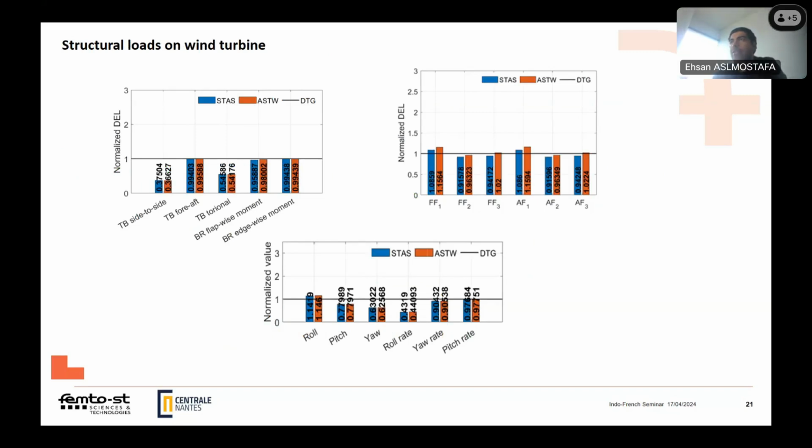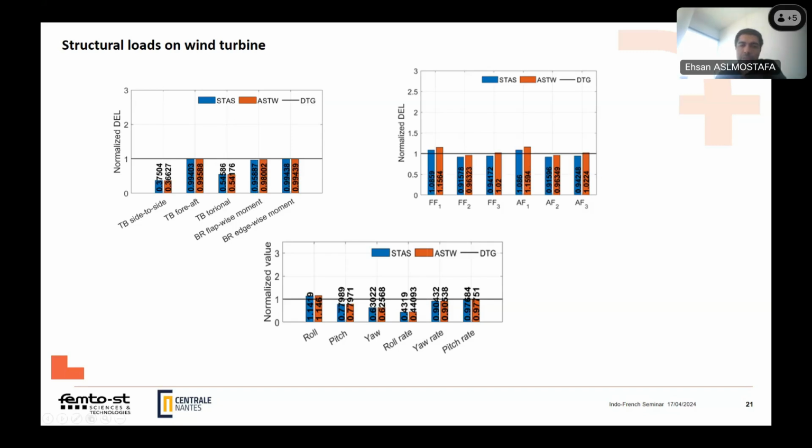In some parts, the self-tune achieves better results, especially on the blade root flapwise, which is 3% better. Also, you can see on the second figure, which is related to the mooring line forces, except for FF1 and AF1, the super twisting controllers, especially the self-tune, the blue one, have better performance.